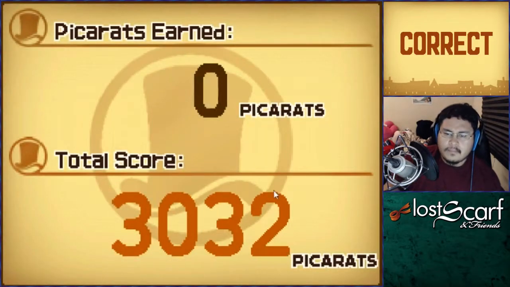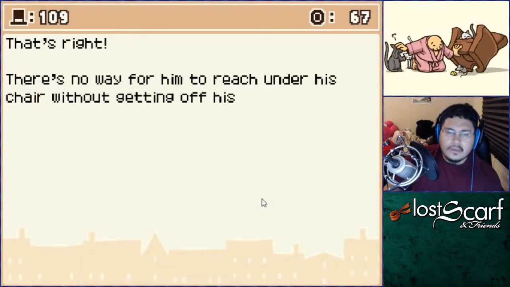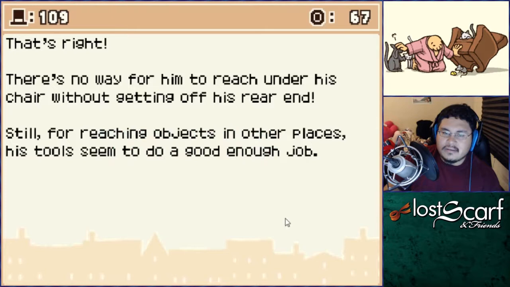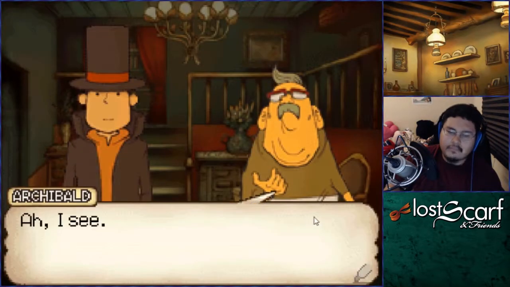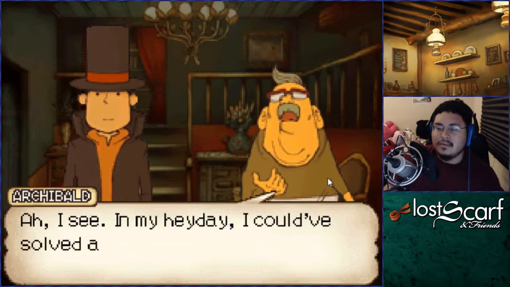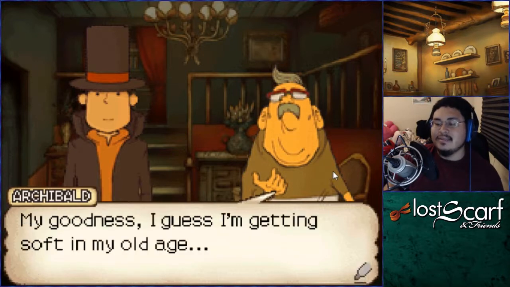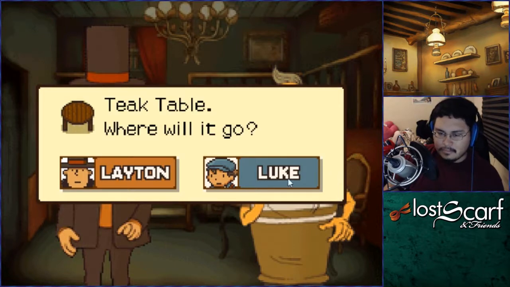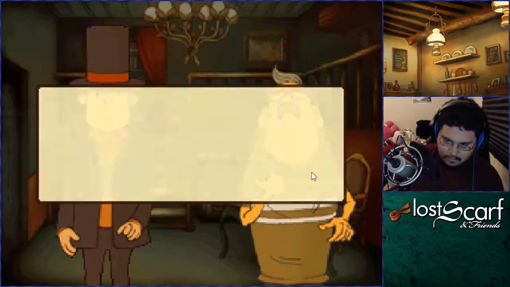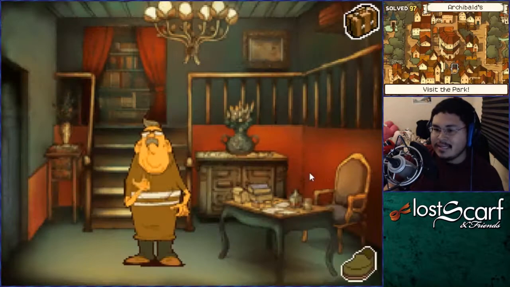Critical thinking is the key to success. That's right. There's no way for him to reach under his chair without getting off his rear end. Still, for reaching objects in other places, his tools seem to do a good enough job. Uh-huh. I see. In my heyday, I could have solved a puzzle like that before you could say cobblestone. My goodness, I guess I'm getting soft in my old age. Have a table, boy. It's a teak, not an antique, just a teak.